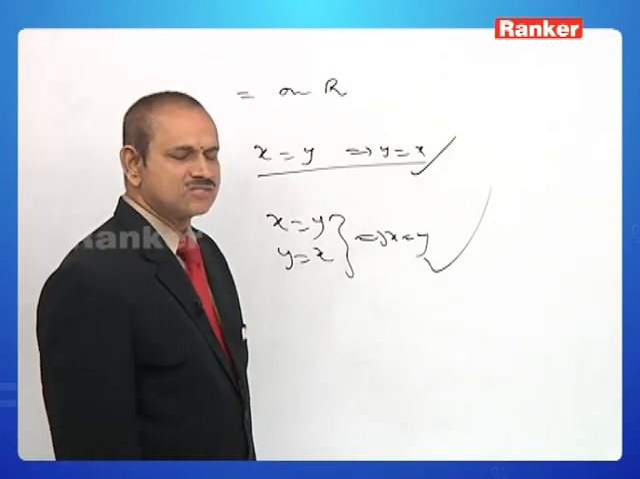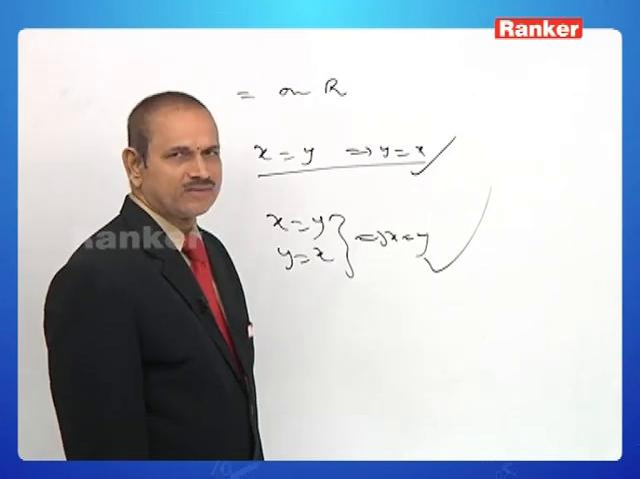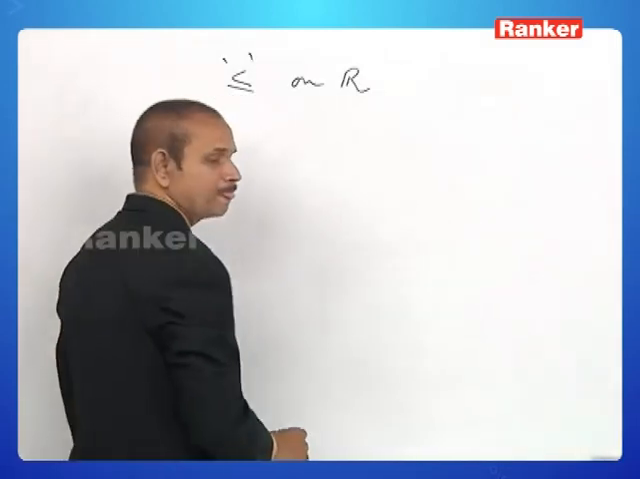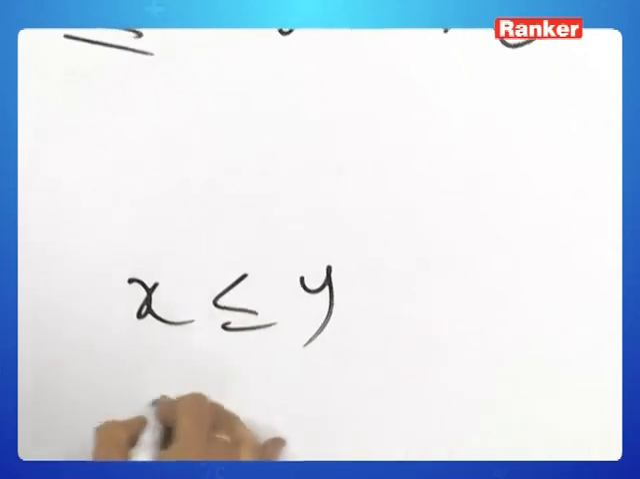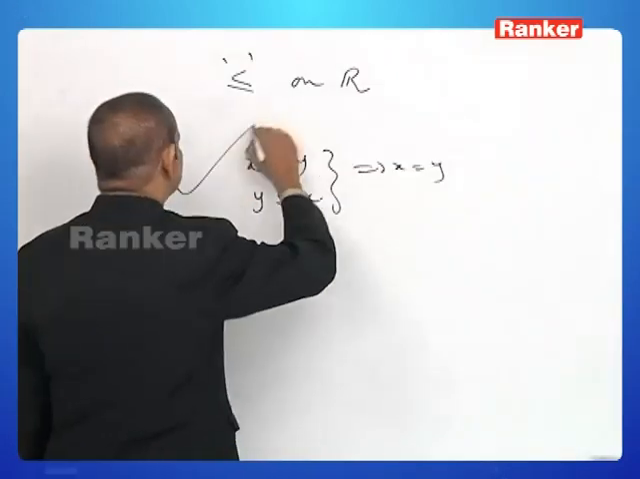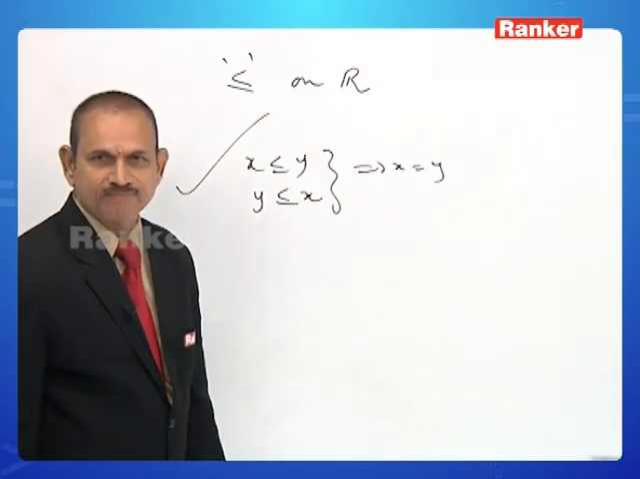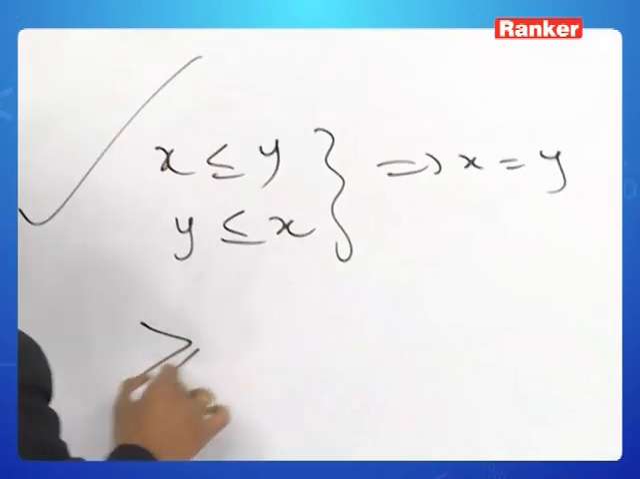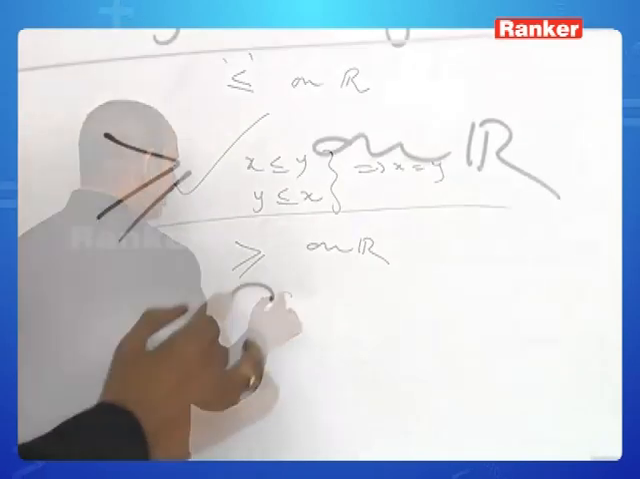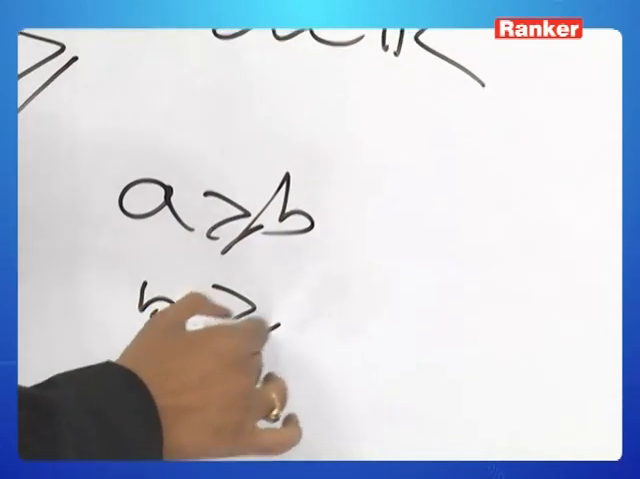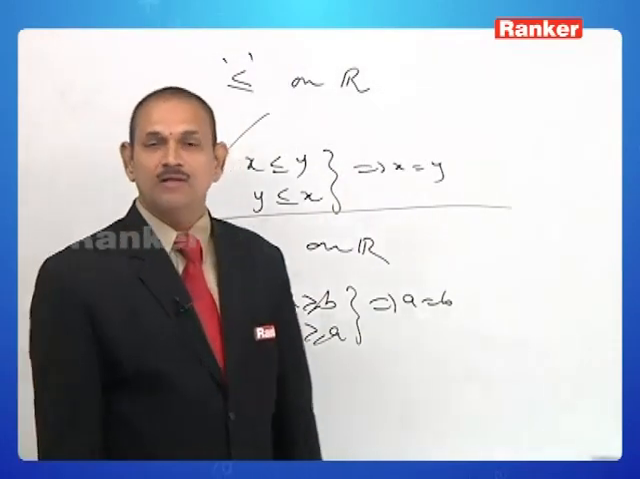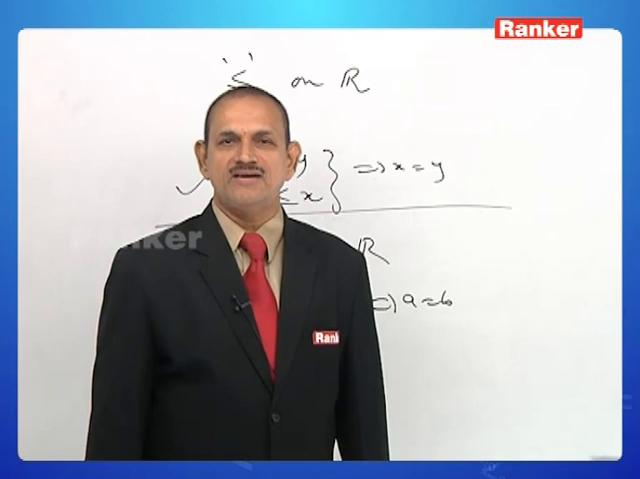Let us witness one more example. Consider the relation less than or equal to on R. If you have x less than or equal to y and y less than or equal to x at the same time, then what can you say? x is equal to y. This is antisymmetric. Similarly, observe greater than or equal to on the set of real numbers. If you have a greater than or equal to b and b greater than or equal to a at once, then you can say that a is equal to b, correct? So greater than or equal to is also antisymmetric.